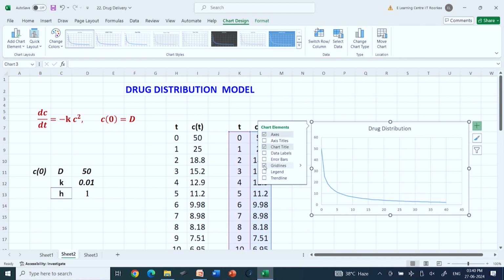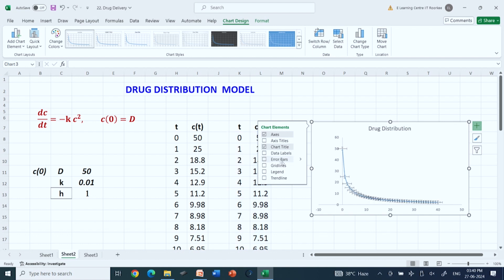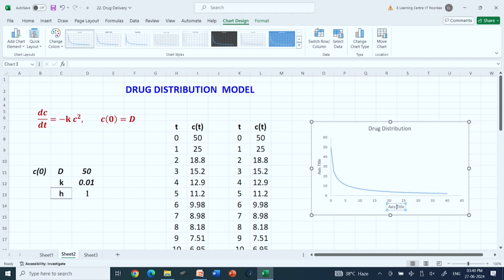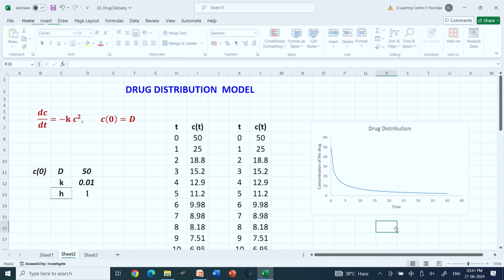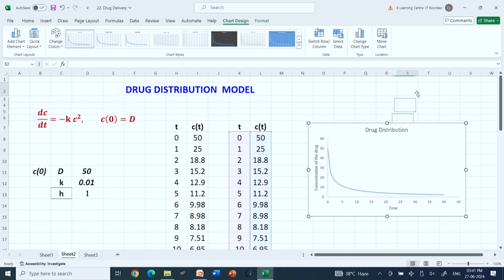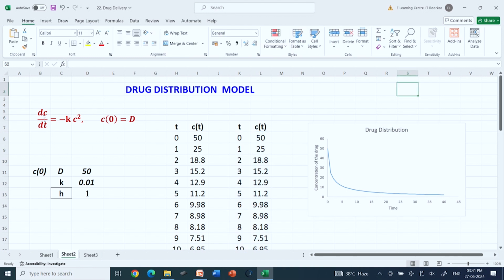I remove the grid lines, I want axis title and this will be time and this will be the concentration of the drug. So, this is the figure, the graph which you get from the equation dc dt equal to minus kc square, where the law has changed from minus kc to minus kc square.